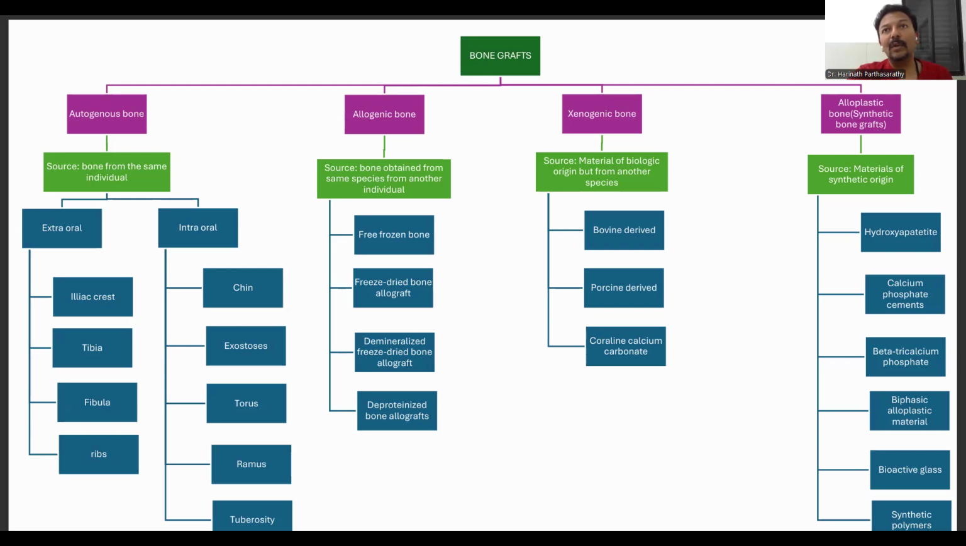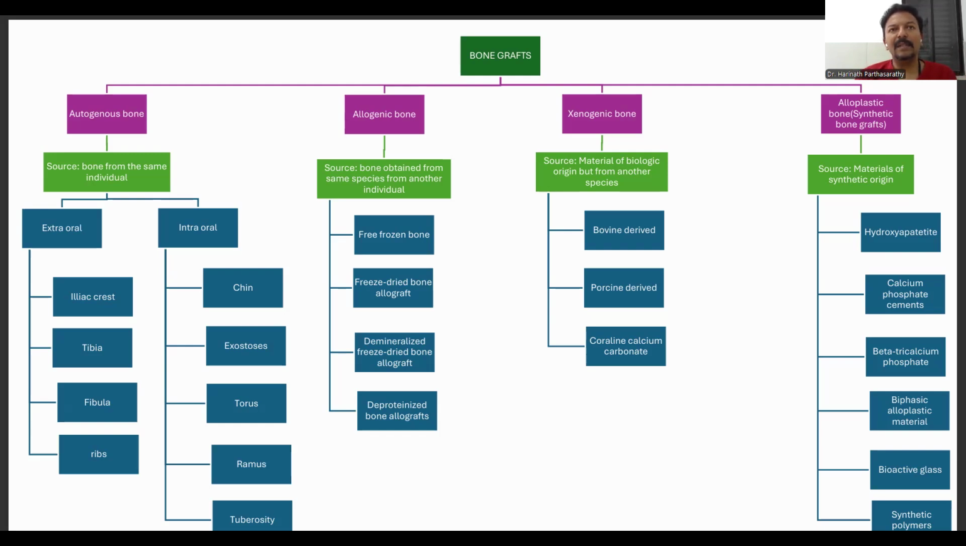Okay, so when you're looking at reconstructing the mandible post mandibular resection, hemimandibulectomy, and all those procedures, you need huge volumes of bone. And for reconstruction purposes, mostly extraoral autogenous bone will be the best source. Okay.